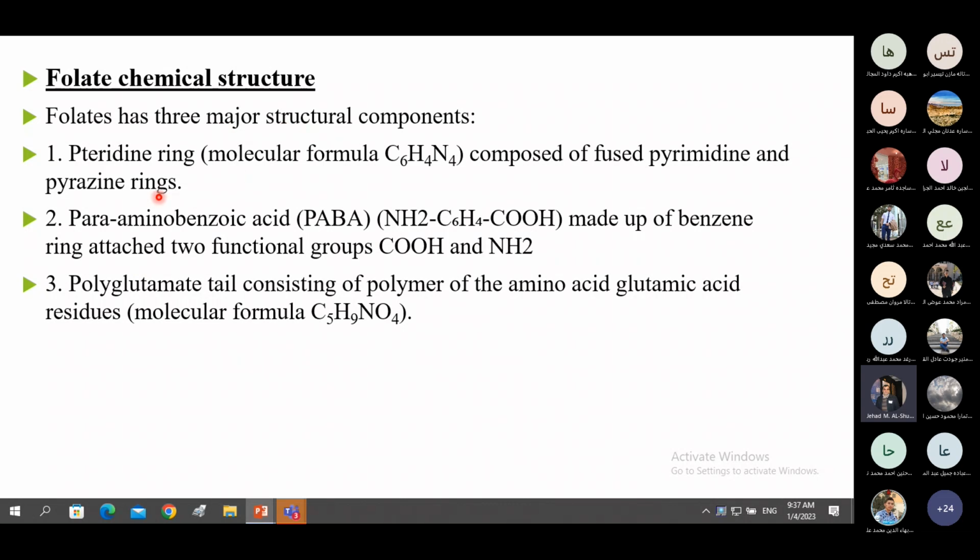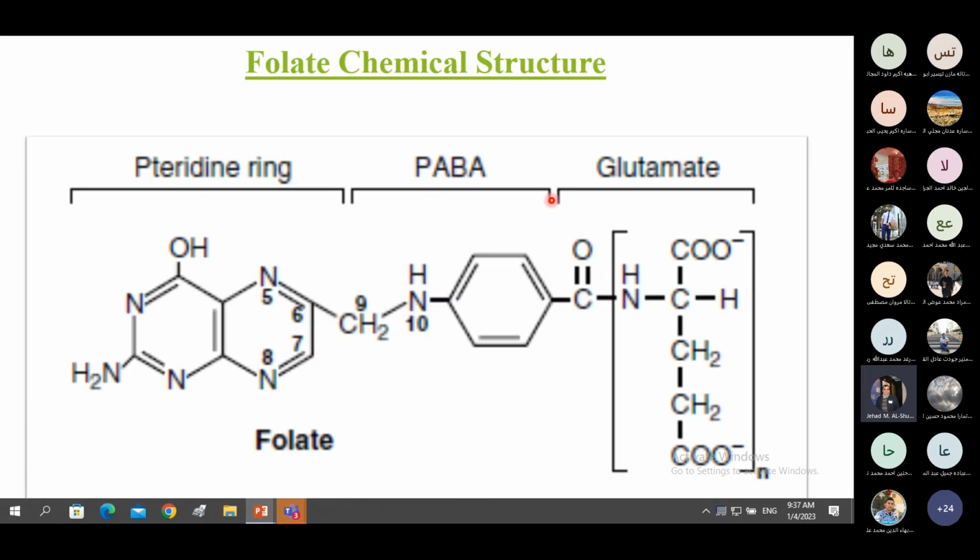Folate is made up of a pyridine ring. Pyridine ring is made up of two fused rings. They are pyrimidine and pyrazine ring. So pyridine ring, as we will see, let us go to the slide.